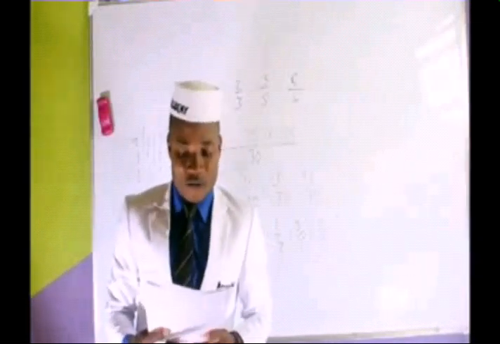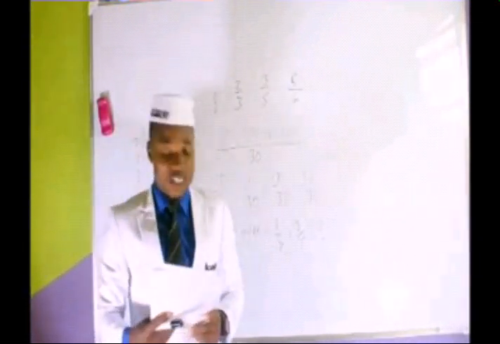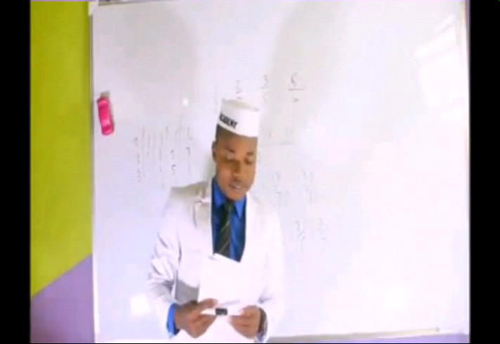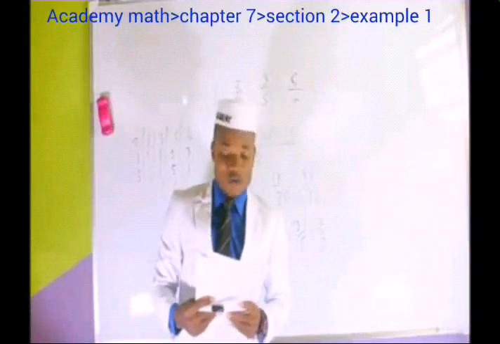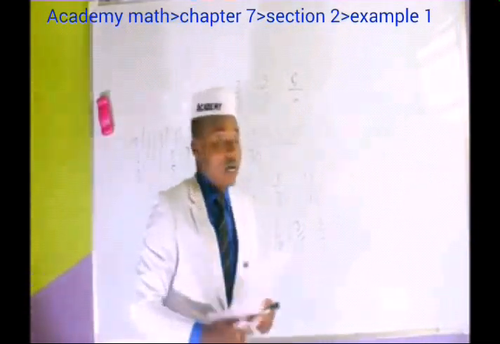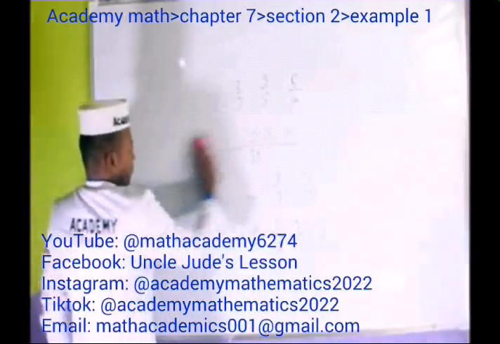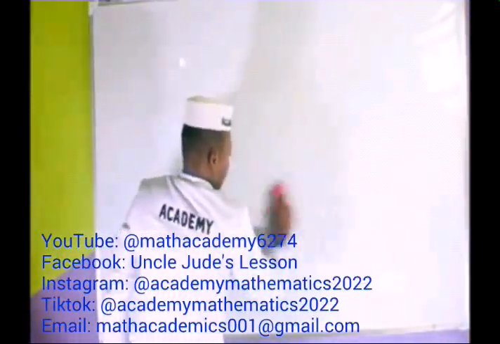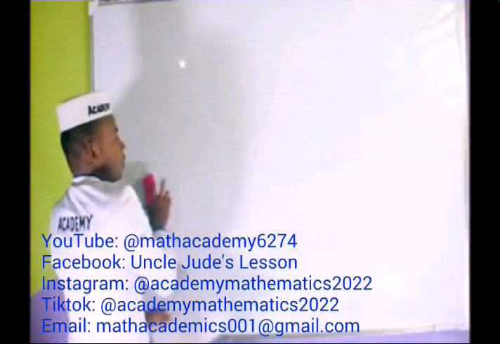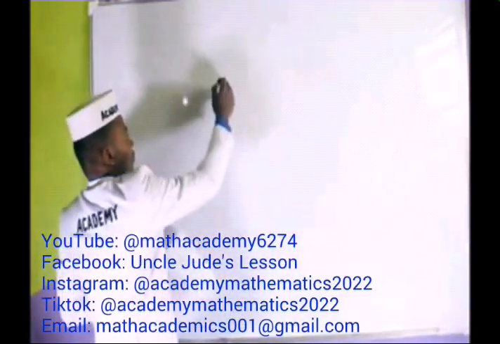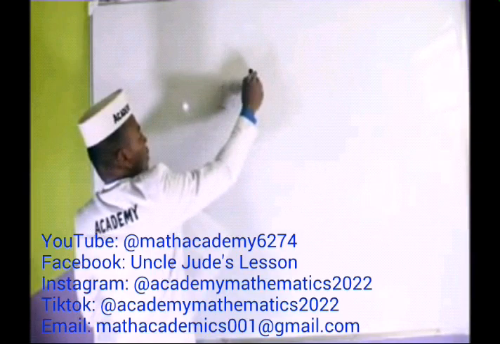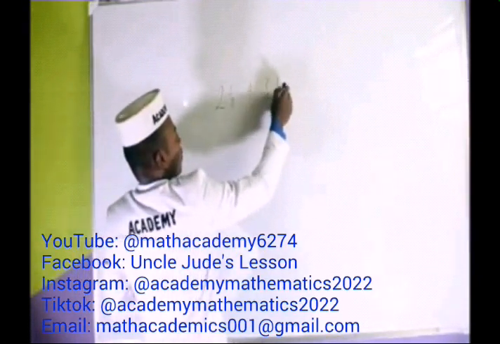Addition and subtraction of fractions. We're taking example 1. Find the sum of 2 whole number 1 over 2 and 3 whole number 1 over 8. Two whole number 1 over 2 plus 3 whole number 1 over 8.